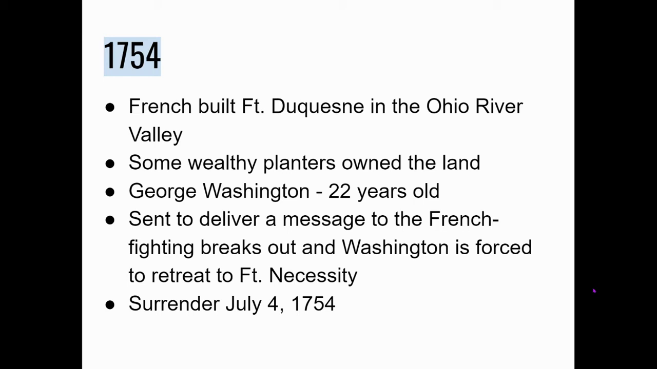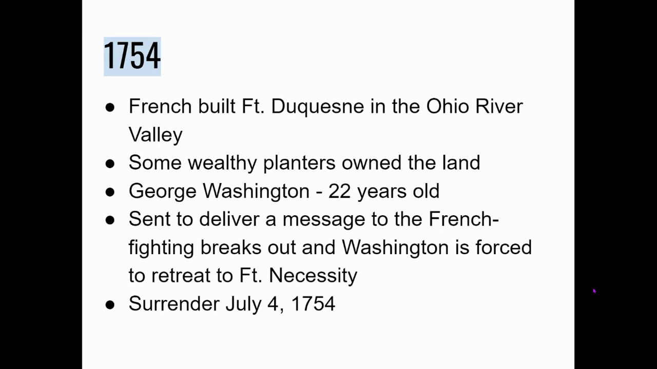So enter George Washington as this young 22-year-old. He's sent there to tell the French that they're trespassing. But the French had no plan whatsoever to leave. So George Washington is suddenly made an officer and sent back. This time he's given 150 militia, and they build what's called Fort Necessity.